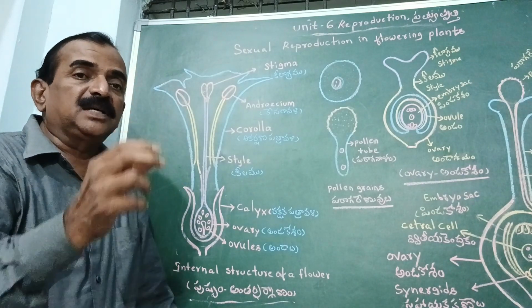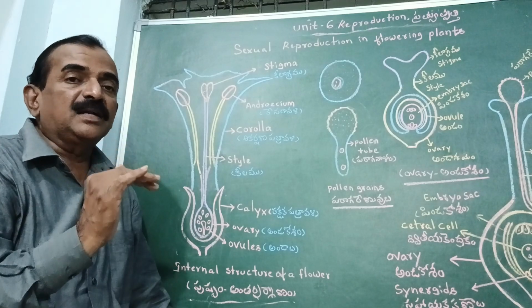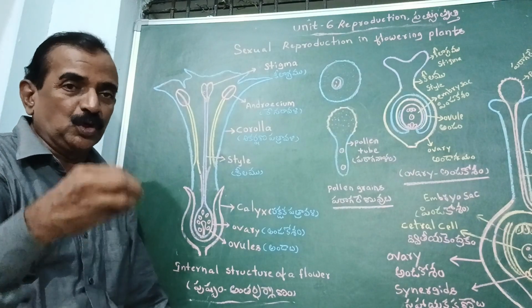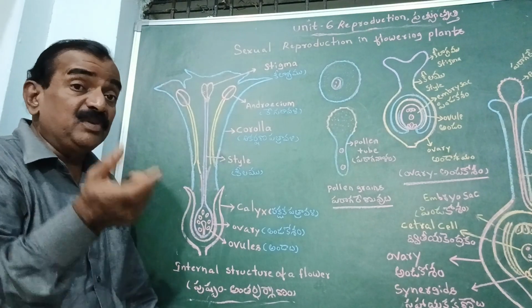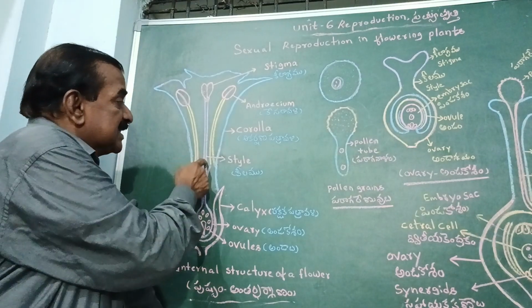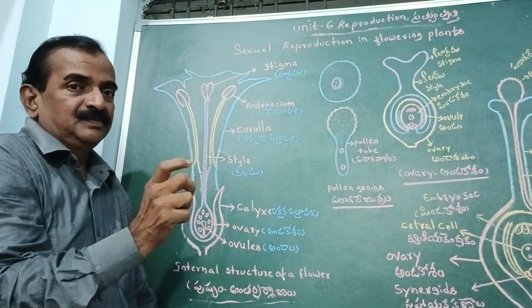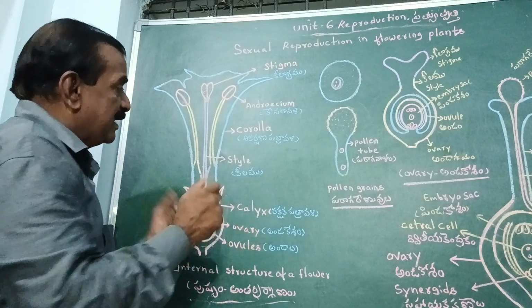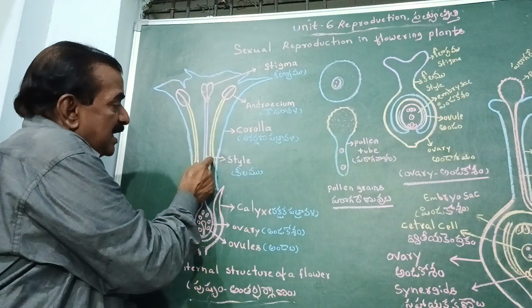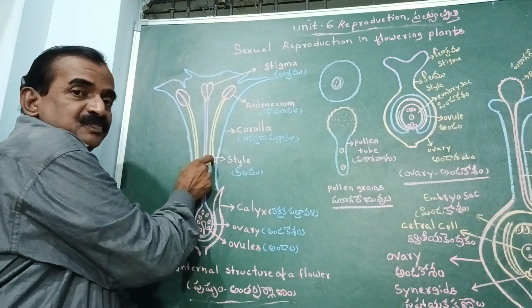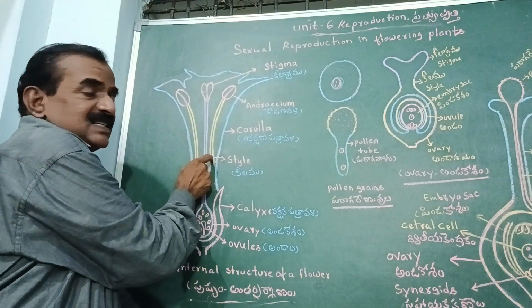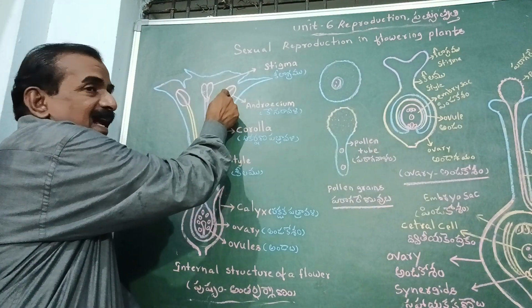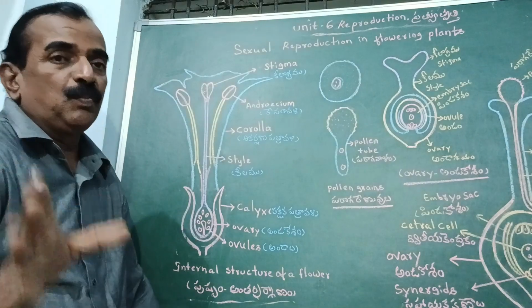In the examination, you may be asked: what are the parts of a gynoecium? What are the parts of a pistil? What are the parts of the female reproductive part of a flower? At that time you need to write ovary, style, and stigma with a diagram. It may be asked as a 2-mark question. And again, the male reproductive parts are the stamens. These stamens consist of filament and anther lobes. Anther lobes contain pollen grains.